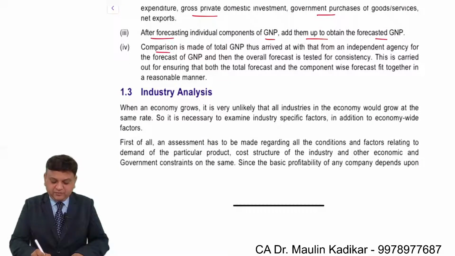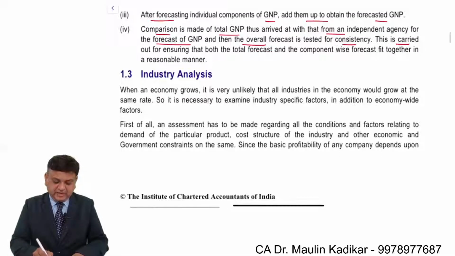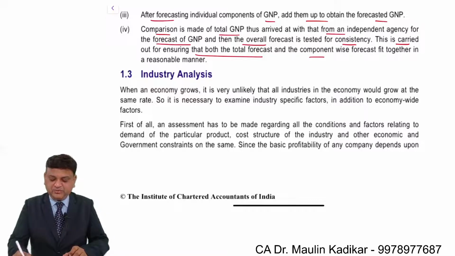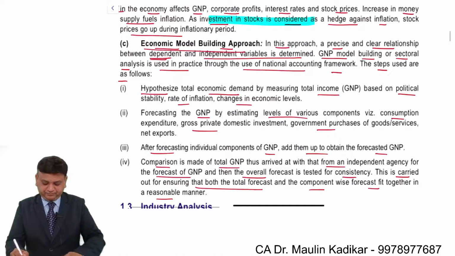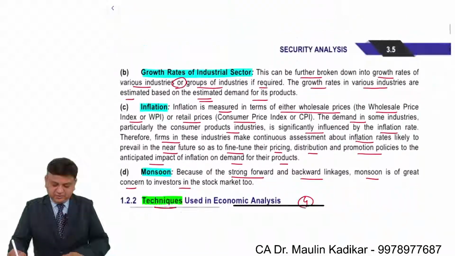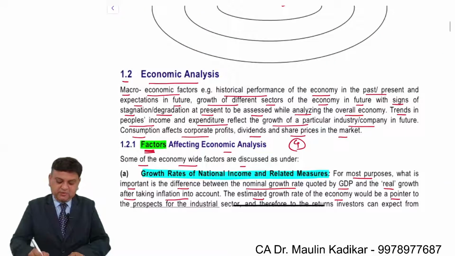Comparison is made of the total GNP thus arrived at with that from an independent agency's forecast of the GNP, and then the overall forecast is tested for consistency. This is carried out by ensuring that both the total forecast and the component-wise forecast fit together in a reasonable manner. This is what we have in total about the economic analysis.